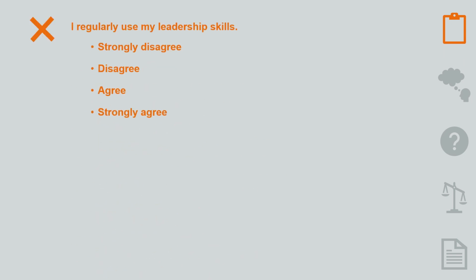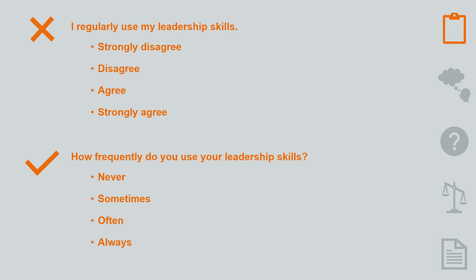For example, asking, I regularly use my leadership skills with an agree to disagree scale. This is a question about frequency and cannot be answered with the traditional Likert type scale because the definition of regularly differs from person to person. For questions dealing with frequency, it would be better to use a scale that has the options of always, often, sometimes, and never. The better way to phrase this question would be, please rate the extent to which you agree with the following question. How frequently do you use your leadership skills?